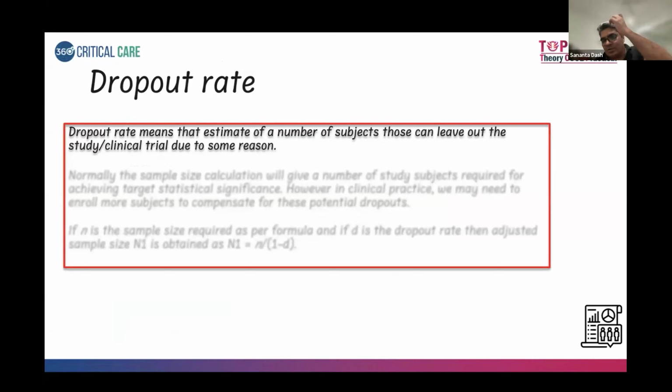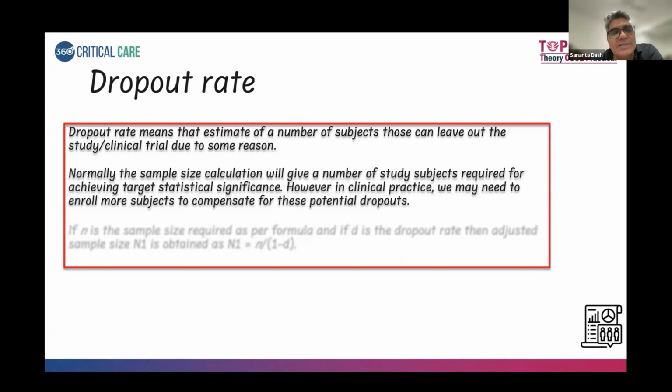We talked about the dropout rate. Again, dropout rates are important. It is the estimate of the number of subjects that can leave the study or clinical trial; you cannot follow them up. So this is the dropout rate. Normally the sample size calculation will give the number of study subjects required for achieving target statistical significance. Suppose you enroll 200 patients and out of that 150 drop out. Then in that case, it will not work out. So you have to keep that in mind.